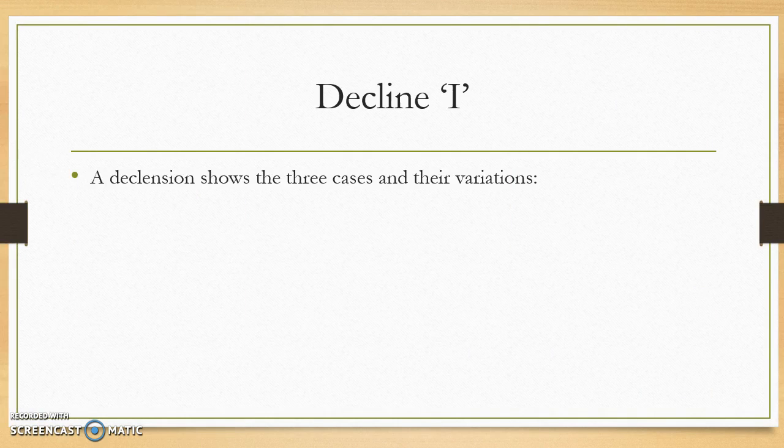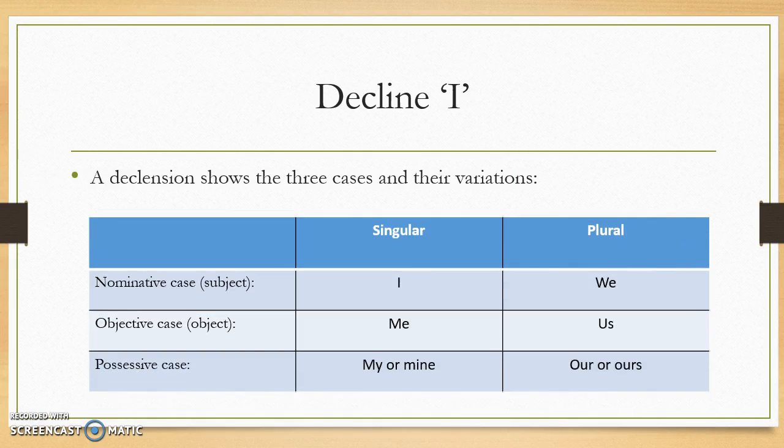Now, a declension shows the 3 cases and their variations. And the 3 cases are the nominative case when you're talking about the subject, the objective case where you're talking about an object, and the possessive case, when you're talking about possession. So, I, me, my or mine. So we're thinking back to the words on the previous slide now. We, us, our or ours.